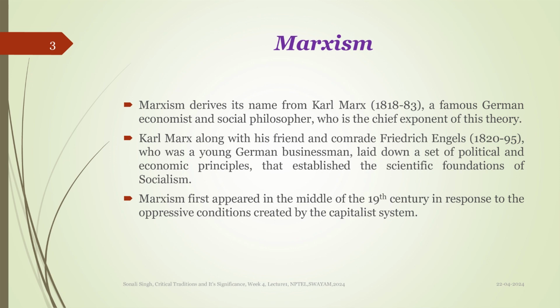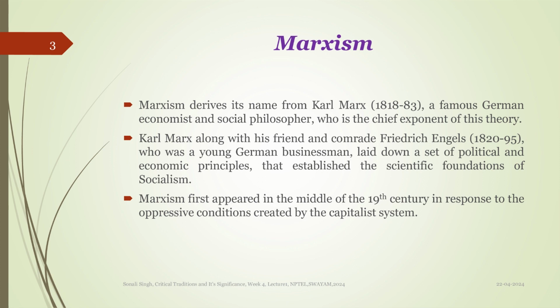Now Karl Marx, along with his friend and comrade Friedrich Engels, who was a young German businessman, laid down a set of political and economic principles that established the scientific foundations of socialism. Because Karl Marx believed that we have to understand the causes of suffering in the capitalist society from a scientific perspective, and we should aim at transformation of the society based on certain scientific principles. Therefore, he said that he is giving a scientific explanation of the critiques of the capitalist society and the transformation which is required, and therefore his socialism is termed as the scientific principles of socialism.